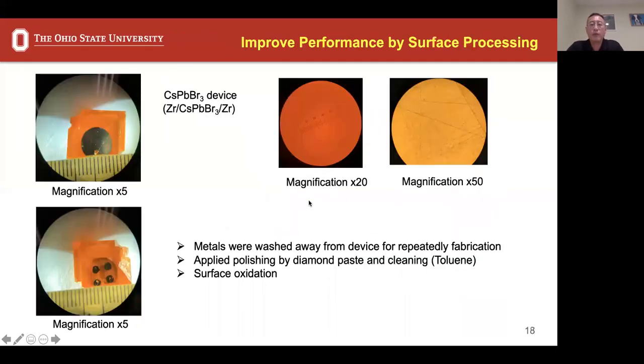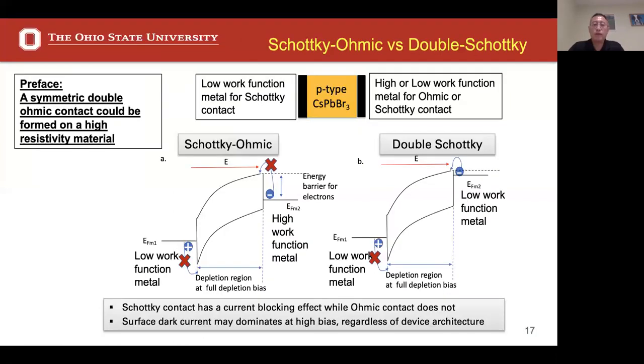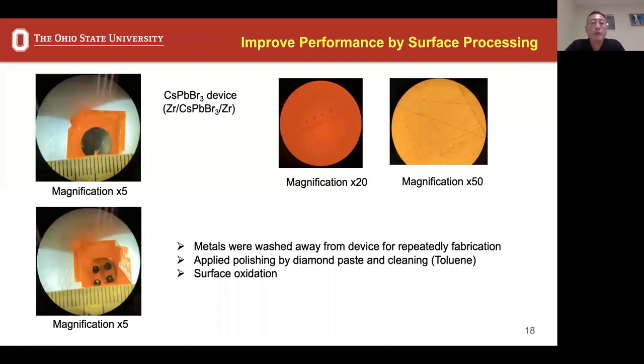So that's what we have done for our device structure. Basically, we applied either a low work function metal or a high work function metal to form a double Schottky or Schottky-ohmic structure. That's where I'm going to show you lots of devices and their performance based on this structure.